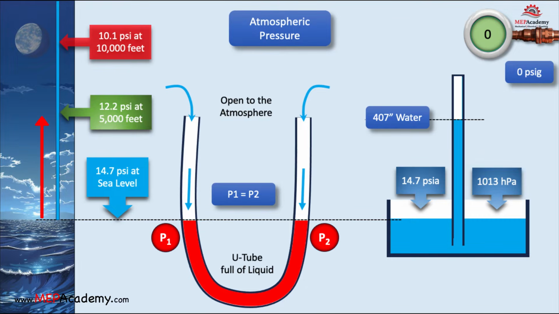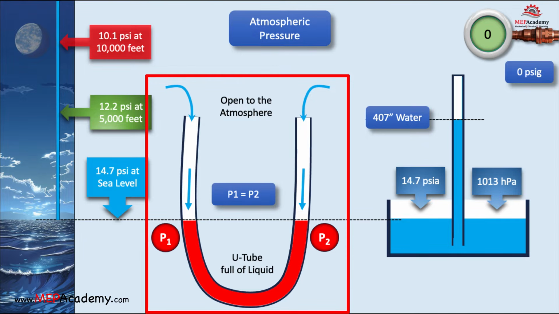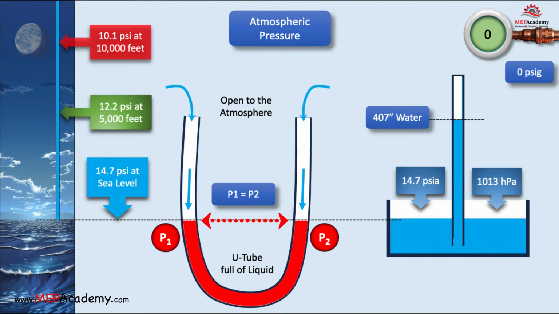HVAC systems in high altitude locations may require adjustments to account for lower atmospheric pressure, affecting factors such as air density and combustion processes. Using a U-tube manometer, with both ends open to the atmosphere, the liquid level on both sides of the tube rests at the same height. This is because both ends of the tube are open and exposed to the same atmospheric pressure.